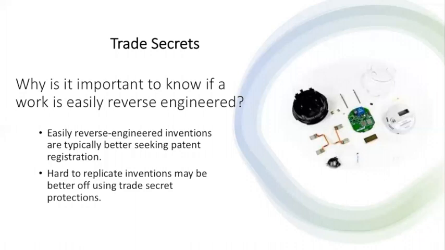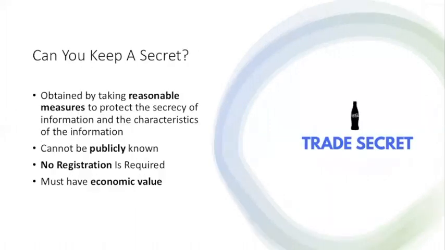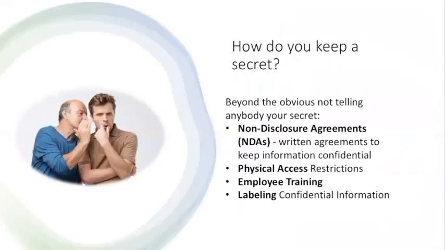So, how do you keep a trade secret secret? Generally, you must take reasonable measures to protect the secrecy of information and the characteristics of the information. Additionally, the information being kept secret cannot be publicly known, and it must have economic value. Because trade secrets cannot be disclosed, no registration is required for protection.